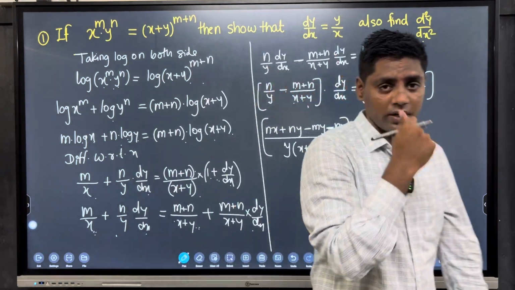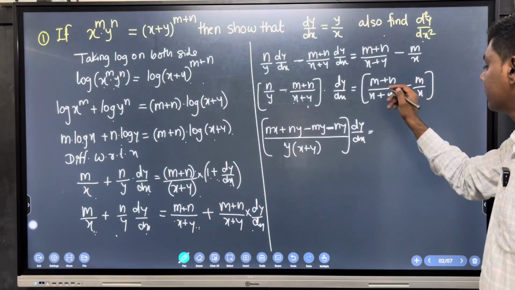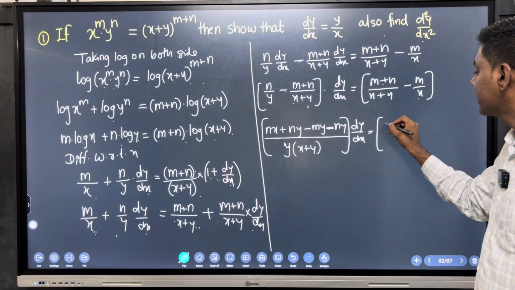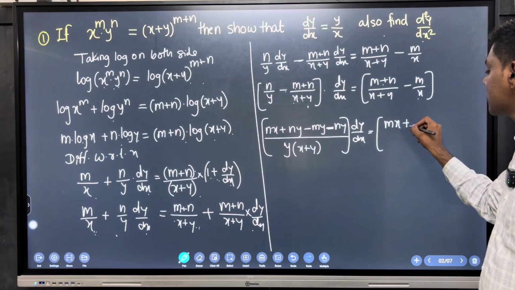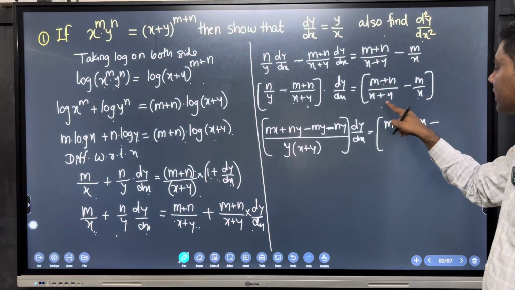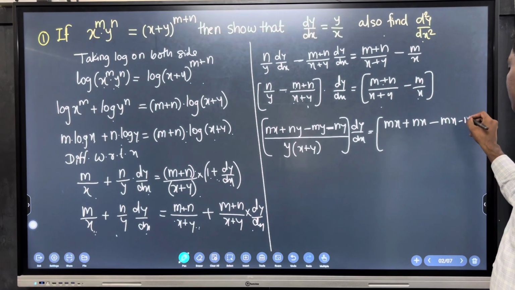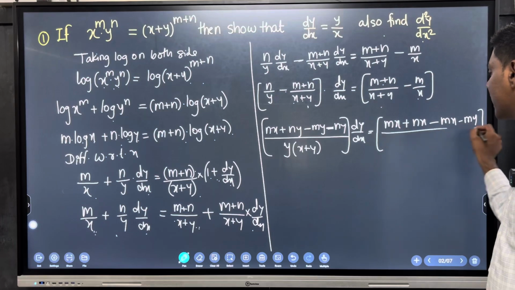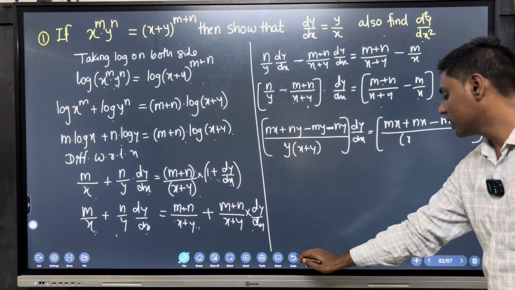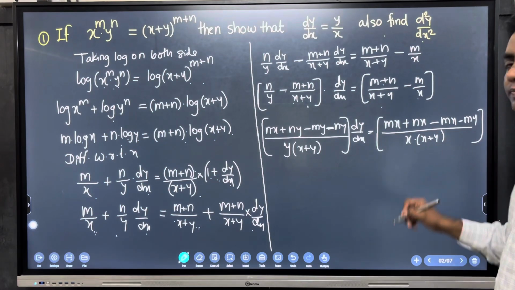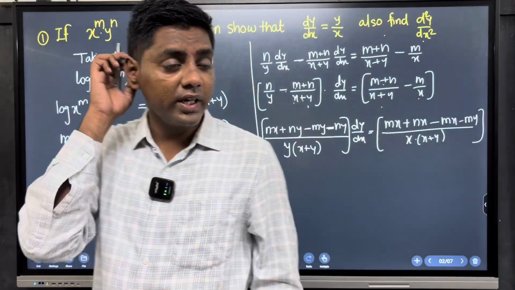And next, after performing the cross multiplication, x multiplied to both m and n, so we get mx plus nx minus, here both terms multiply to m, so we get minus mx minus my. And on the divide side, the product at the denominator is x into x plus y. And just observe which terms get cancelled.